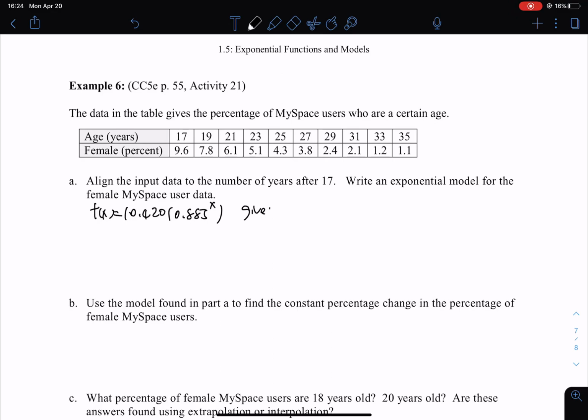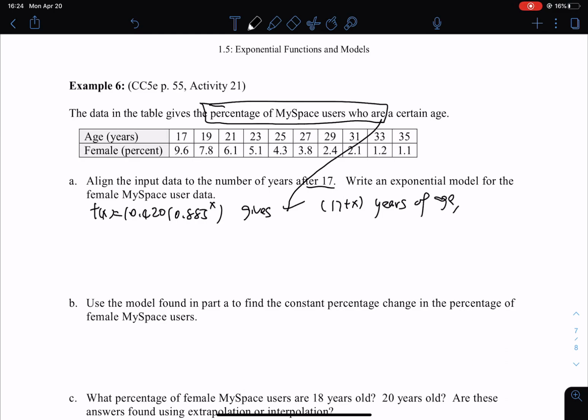So this one gives the output description, which is the percentage. But pay attention to the next part, because it's after 17, so you have to change it to who are 17 plus x years of age. And then don't forget the data domain, the data range, from 0 to 18.